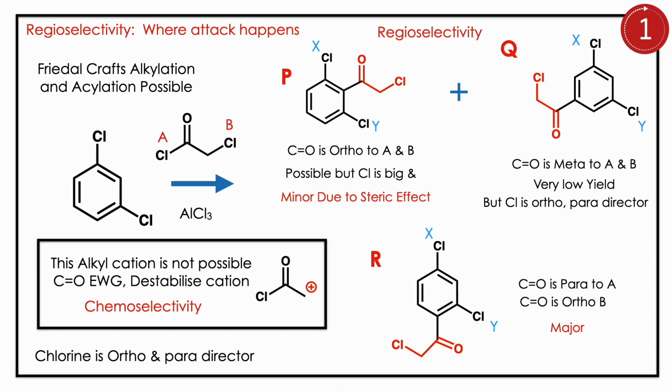P product is a very sterically hindered product because it's formed between X and Y chlorine. Approach is hard, so it is a minor product. Then if you look at Q, Q is meta to both chlorines. Chlorine is a mesomeric effect promoter, an ortho para director, so it is not possible. So the only possibility is that it will attack the para position to X and the ortho position to Y. So it obeys all the possibilities. So R is the major product. The concept we outlined here is that regioselectivity can be promoted by many factors. Here it is the steric effect.